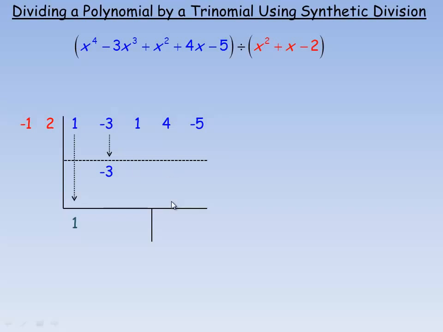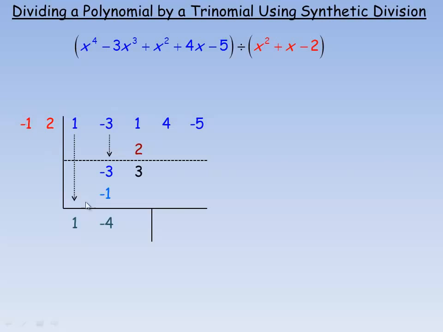And this next procedure is the same all the way through now: you take this negative 1 and you multiply it by that 1. Every time you multiply by the negative 1 here, those numbers go in this row. And you also multiply the 2 by the 1, and you always put those numbers in this row. So 2 times 1 is 2 right here. And the same as normal synthetic division, you add. So negative 3 and negative 1 add to negative 4. 1 and 2 add to 3.